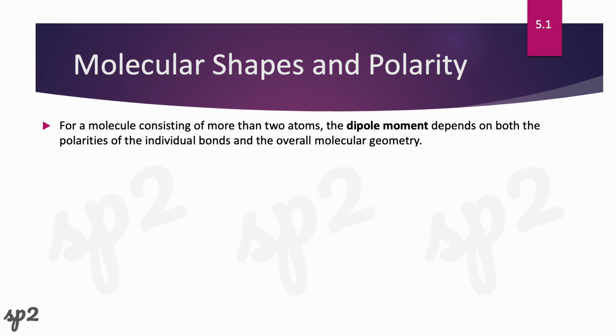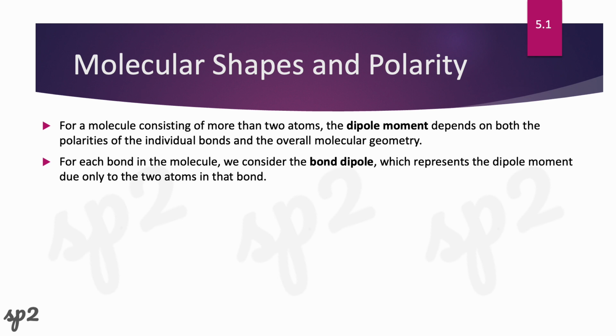As you remember in one of our previous lectures, we talked about the dipole moment and the polarity of the bonds. Just a reminder: for a molecule consisting of more than two atoms, the dipole moment depends on both the polarities of the individual bonds and the overall molecular geometry. For each bond in our molecules, we need to consider the bond dipole, which represents the dipole moment, and that is mainly because of the electronegativity of the two atoms making that bond.